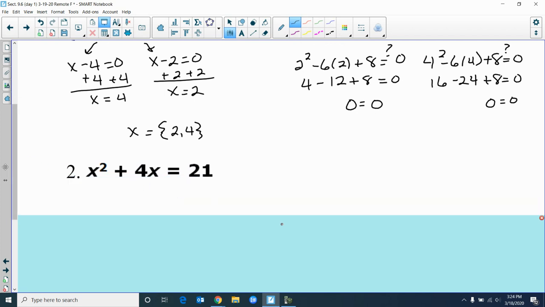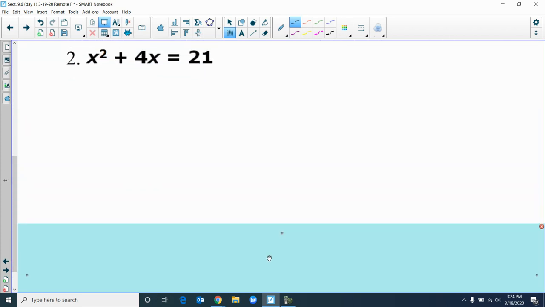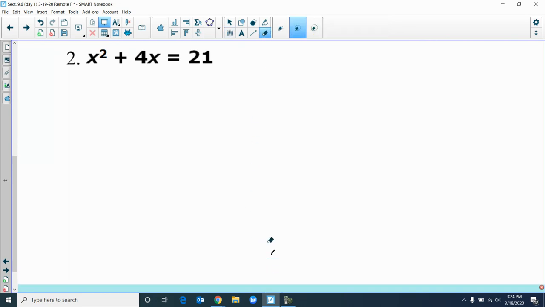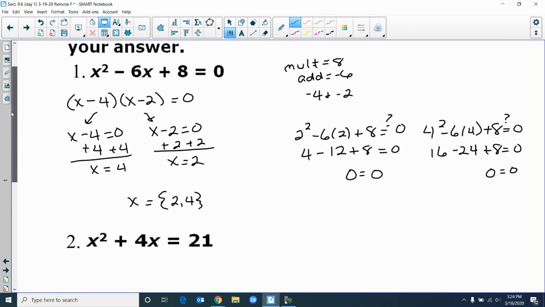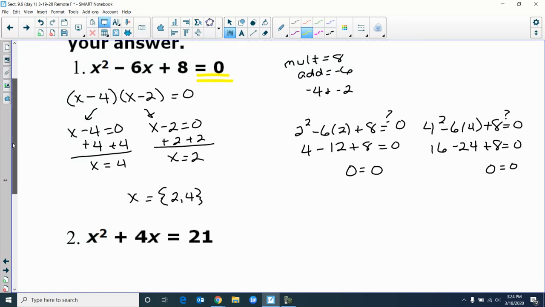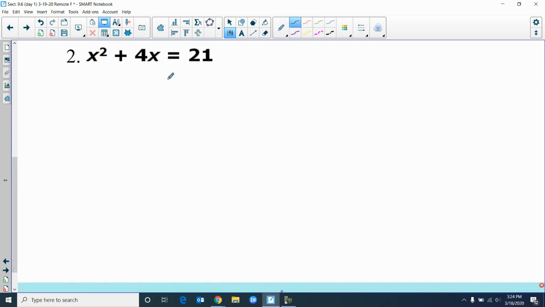All right. Take a look at number 2. x squared plus 4x equals 21. Now, the big thing with this, we said it earlier, I'll keep repeating it. You cannot do this method unless it equals 0. This does not equal 0. We have to make it equal 0. And we do that by subtracting 21.